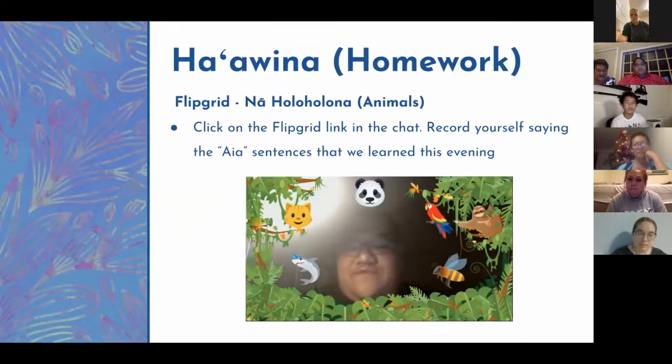The cat is in Milinani. The Iwi bird is on Hawaii Island. The panda is in China. The bee is on top of the flower. The shark is in the waters of Ola.